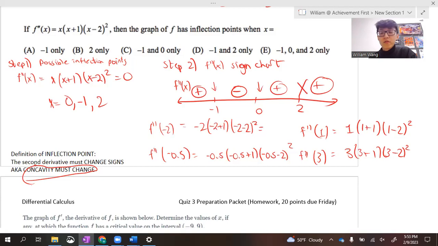Here it's positive to positive. My concavity does not change. It's concave up to concave up. So my only actual answers are -1 and 0. So my answer is going to be C.